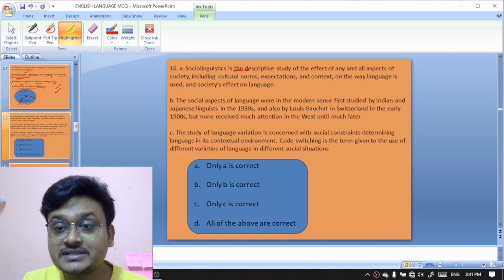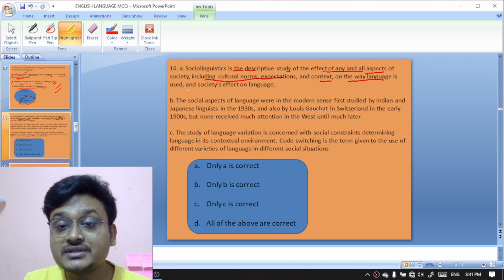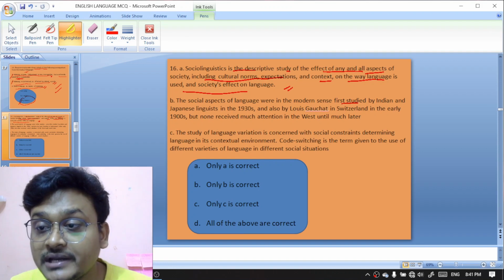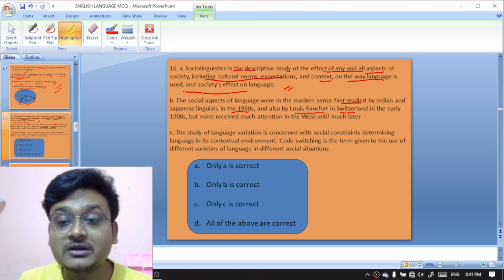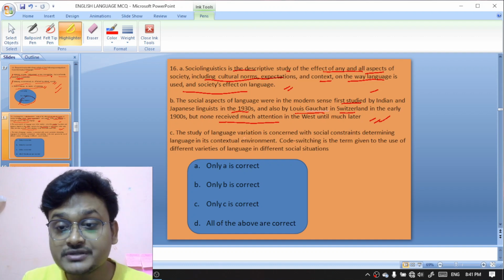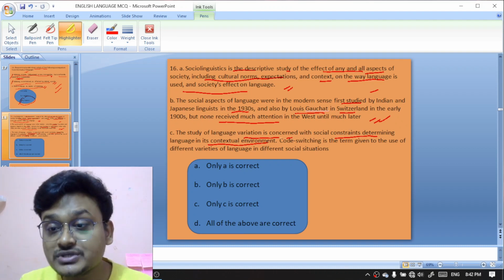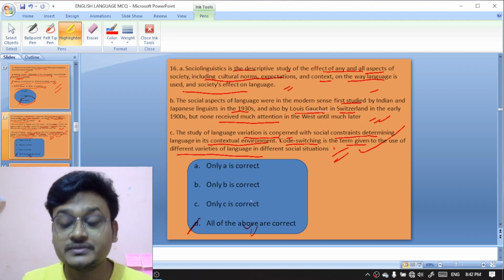Sociolinguistics is the descriptive study of the effect of any and all aspects of society, including cultural norms, expectations and context, on the way language is used, and society's effect on language. The social aspects of language were in the modern sense first studied by Indian and Japanese linguists in the 1930s, and also by Louis Gauchat in Switzerland in the early 1900s, but none received much attention in the West until much later. True. The study of language variation is concerned with the social constraints determining language in its contextual environment. Code switching is the term given to the use of different varieties of language in different social situations. True. So here all of the above are correct.